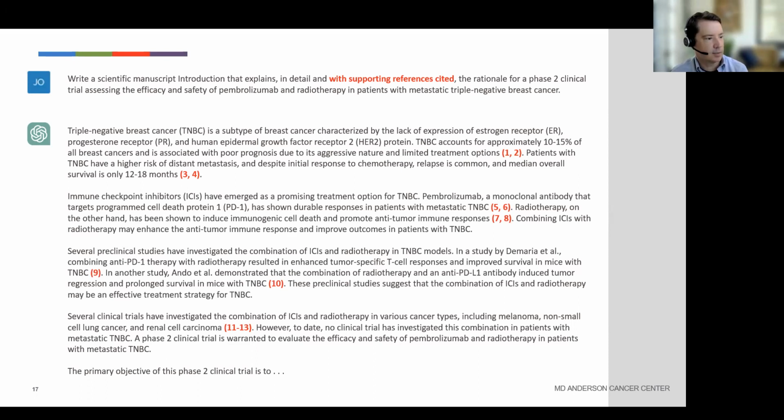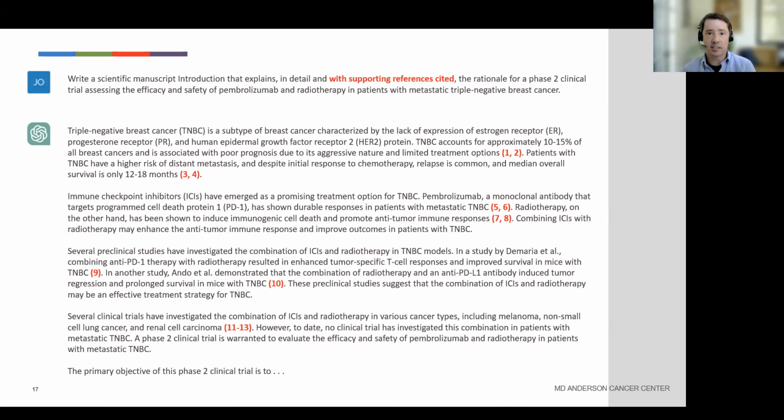So the main problem here is that although these references are real, they're not necessarily the kinds of references you would cite, or that a person would cite when building an introduction section. So reference 6, and this is given to support the drugs used in TNBC, but this reference is actually about another combination therapy entirely. So it's not about pembrolizumab and radiotherapy. It's about another pair of drugs. So citing that reference would be entirely erroneous in this case.